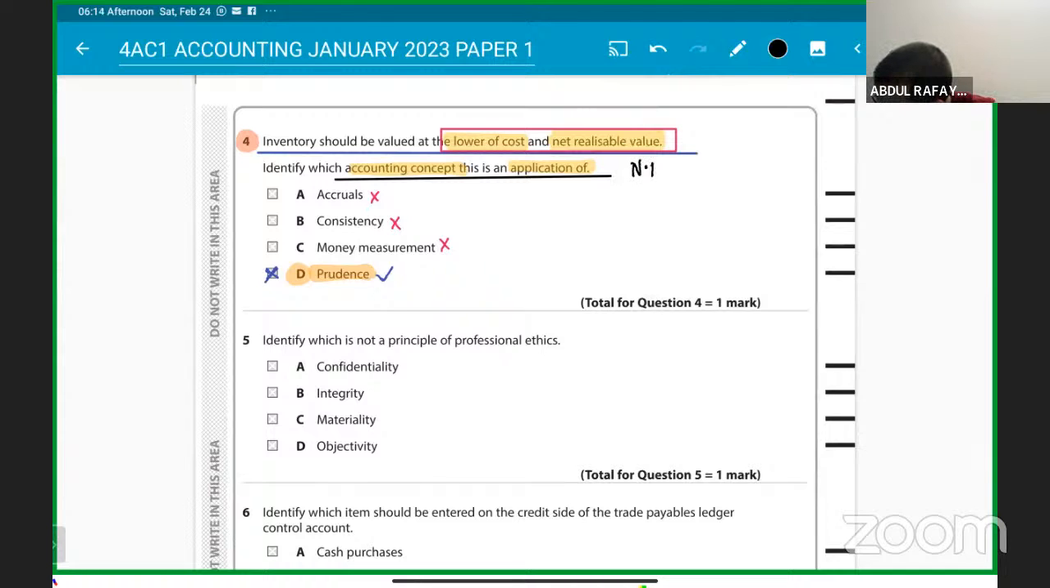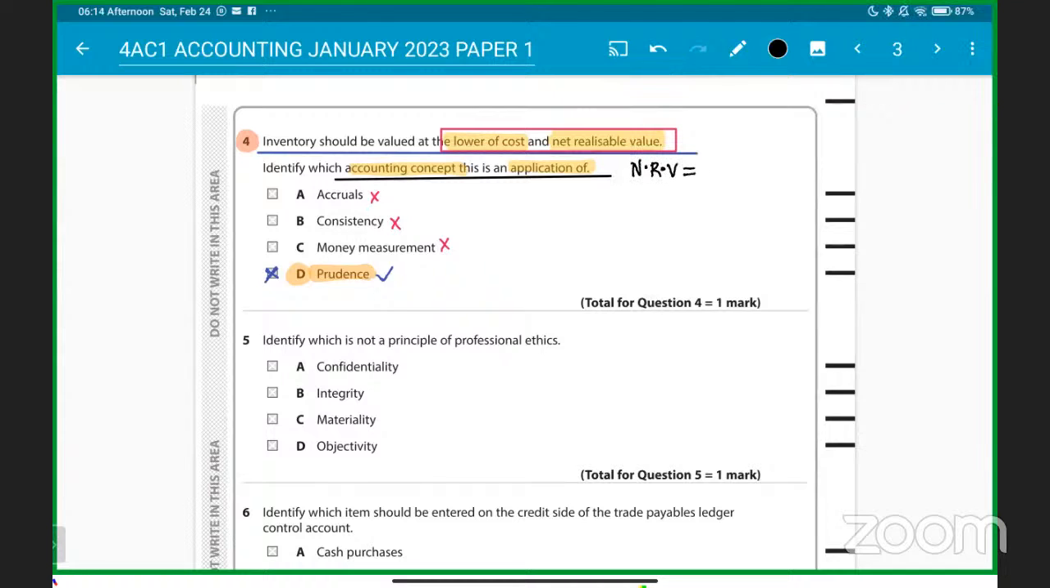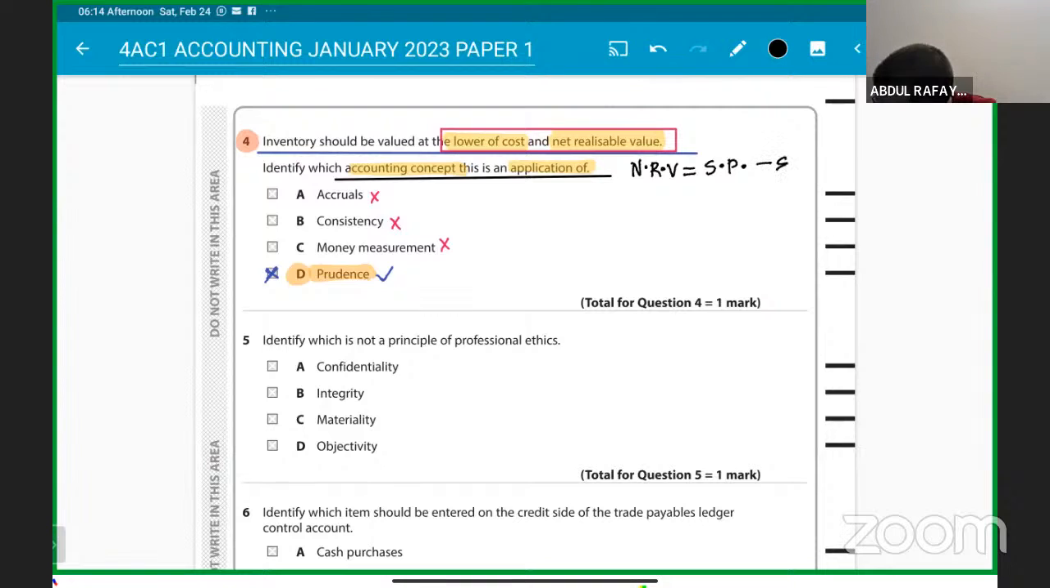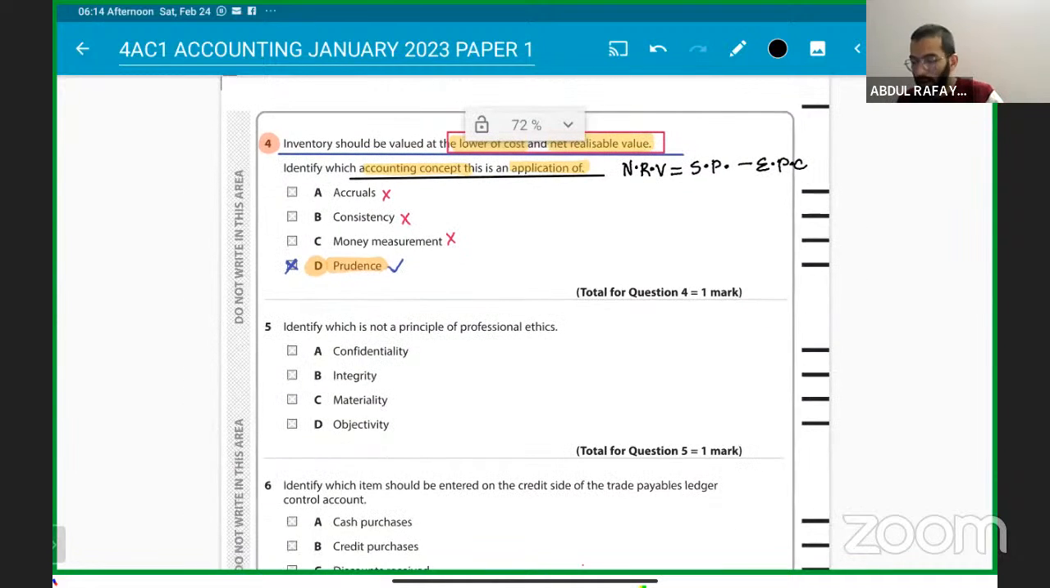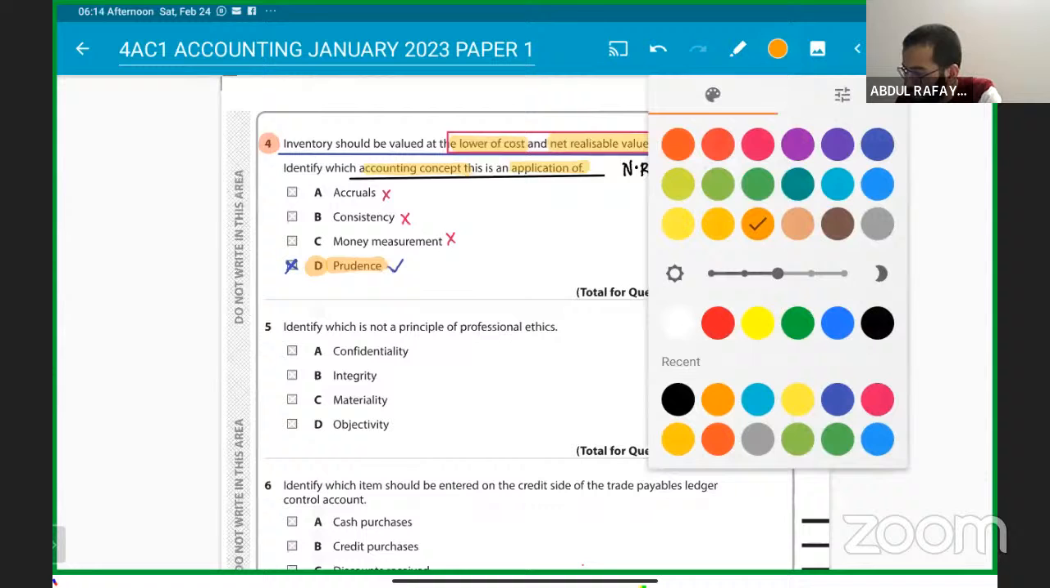Estimated repairs cost, estimated packaging cost, those things. Whichever value is lower, you record at that value. Understood? That was MCQ number 4.